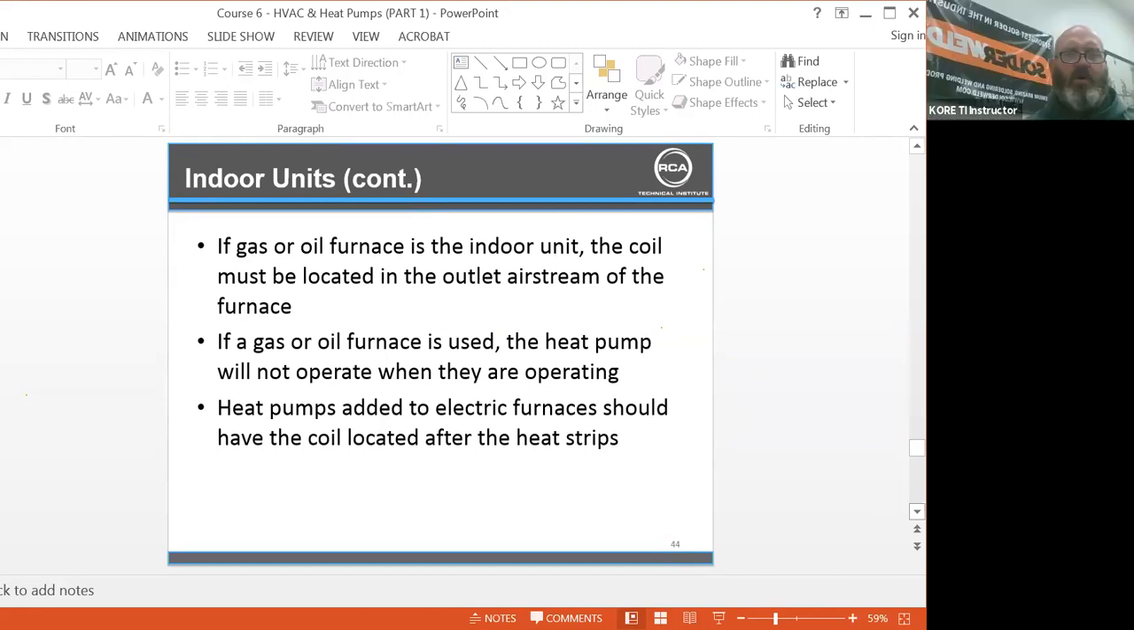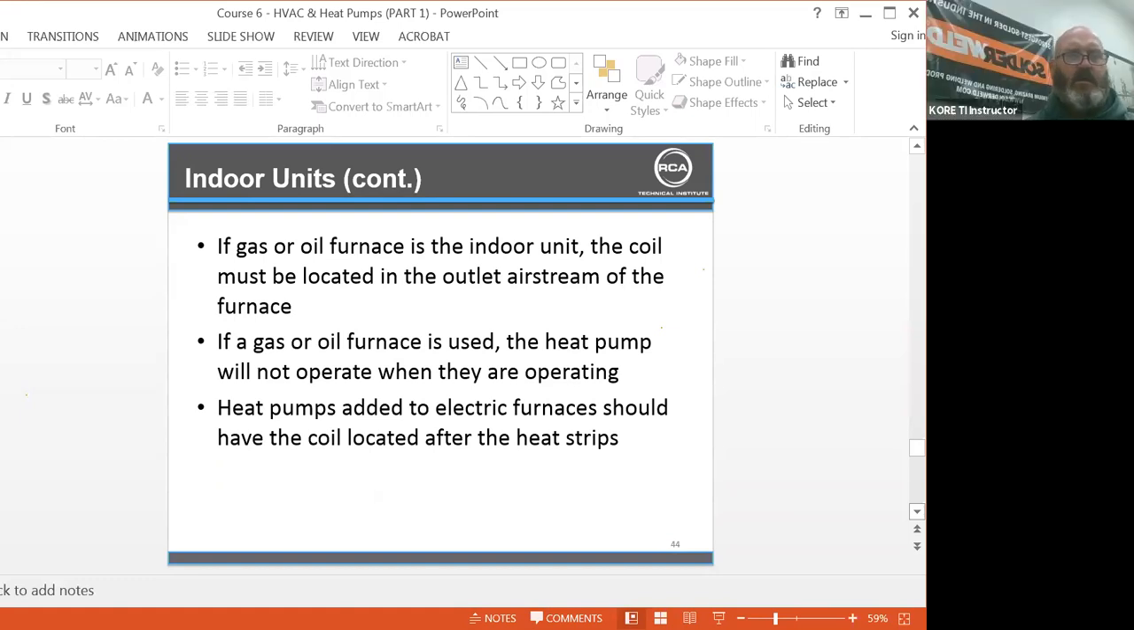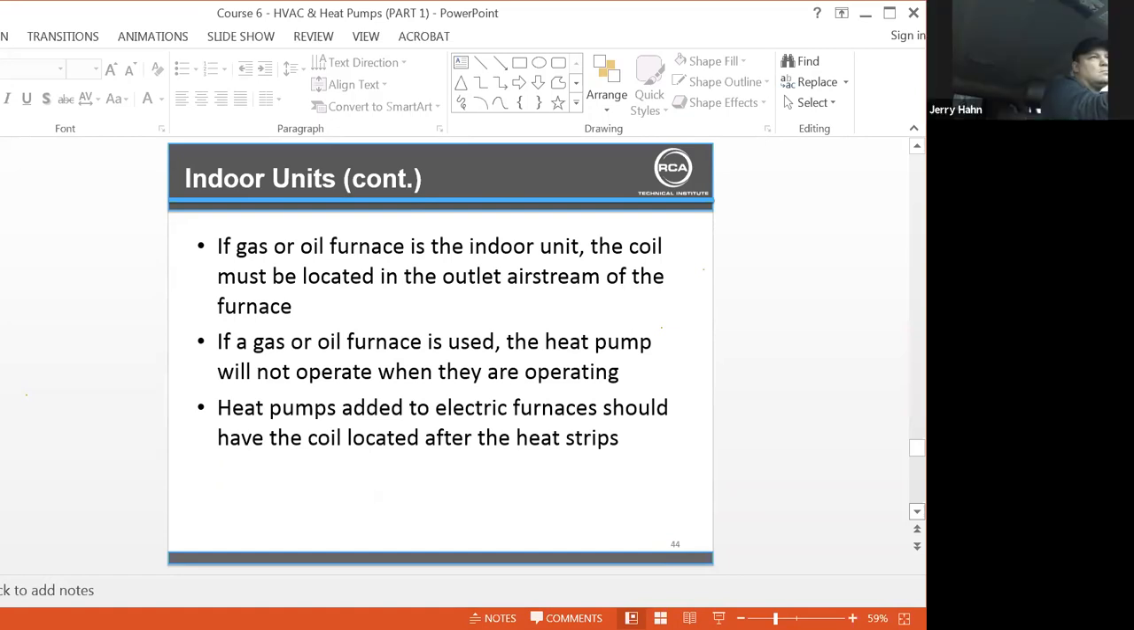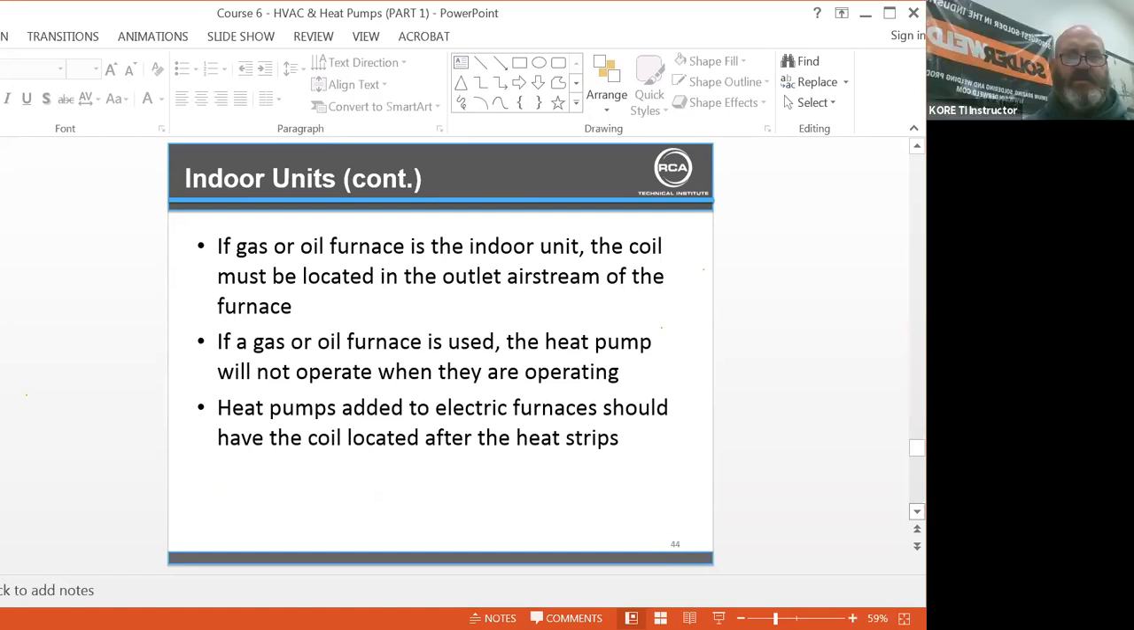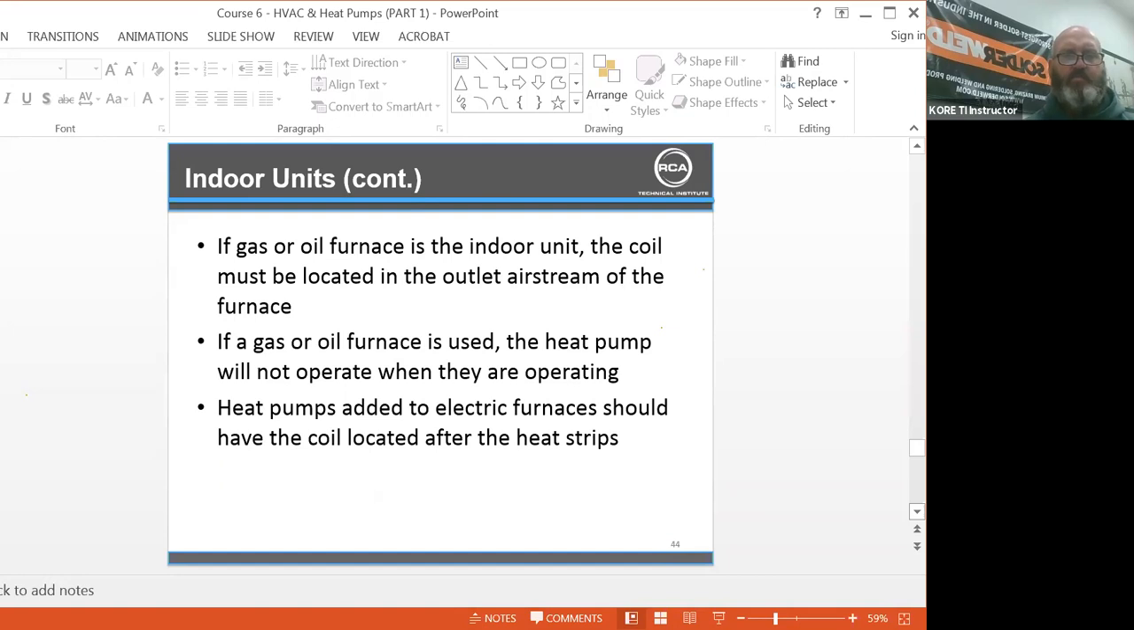If a gas or oil furnace is the indoor unit, the coil must be located in the outlet airstream of the furnace. I've never seen an oil furnace, so I'm not sure what they look like. If a gas or oil furnace is used, the heat pump will not operate when they're operating. Heat pumps added to electric furnaces should have the coil placed after the heat strips.